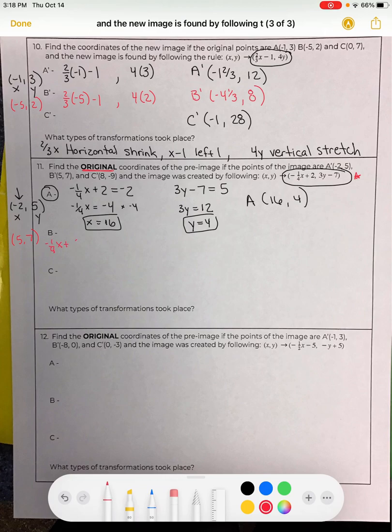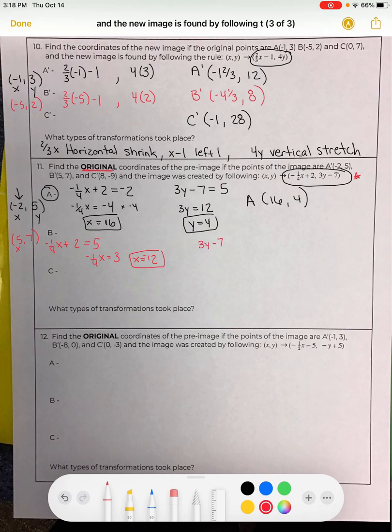-1/4 x plus 2 equals 5, because remember it's equaling the x value. So subtract 2: -1/4 x equals 3. And when you divide by a fourth, that's the same as multiplying by 4, or the reciprocal. So x equals -12.